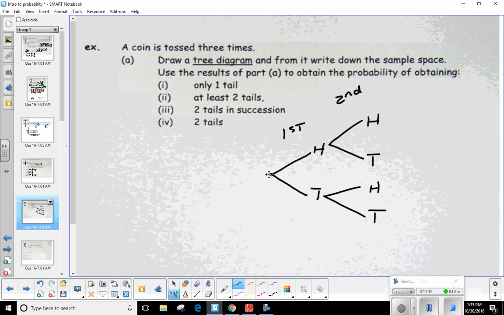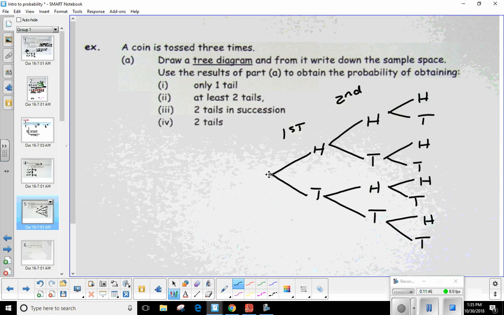And then I'm going to go ahead and do this one more time. There's two possible outcomes for each of these four that I now have. So this would be heads, tails, heads, tails, heads, tails, heads, tails. This is what everybody came up with? So if I flip a coin 3 times, there are 8 possible outcomes.